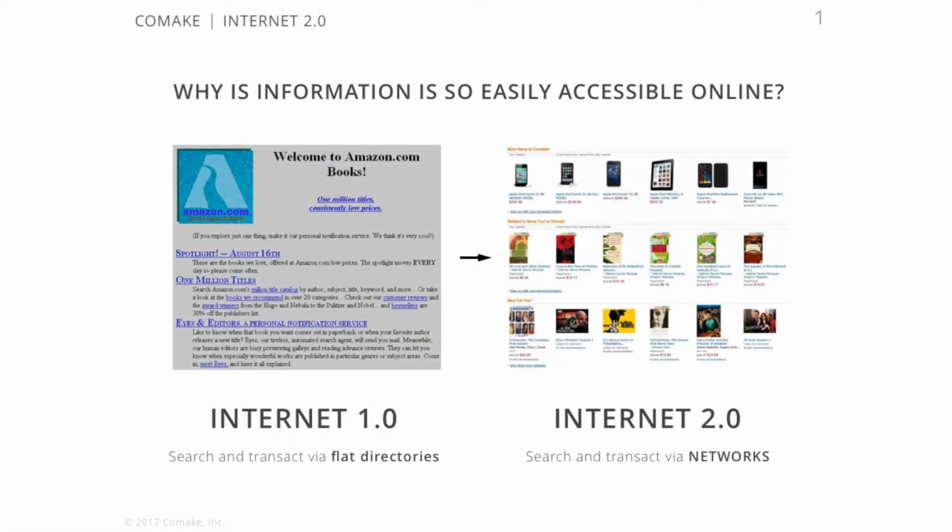So let me tell you what this means, right? Information is much more accessible online today than it was a few years ago. It's even more accessible than it is on your personal computers, right? The basic idea is that you used to have information organized into directories, like you see on Amazon over here, that relied purely on the seller's claims about what those products were.